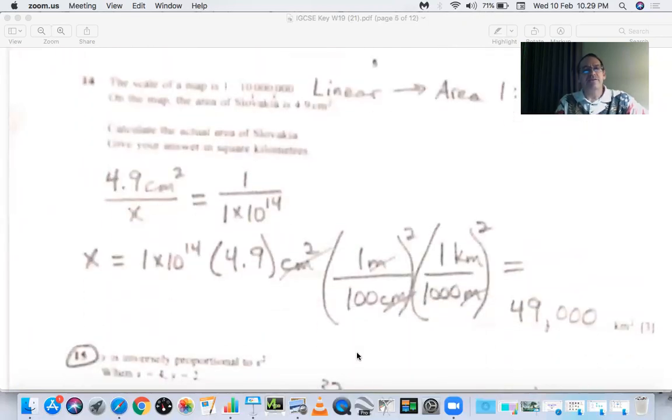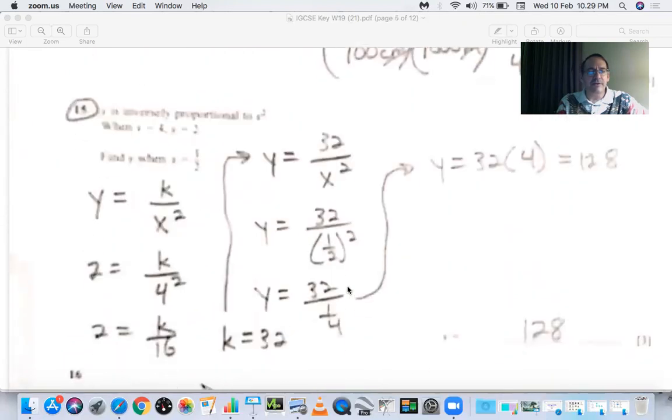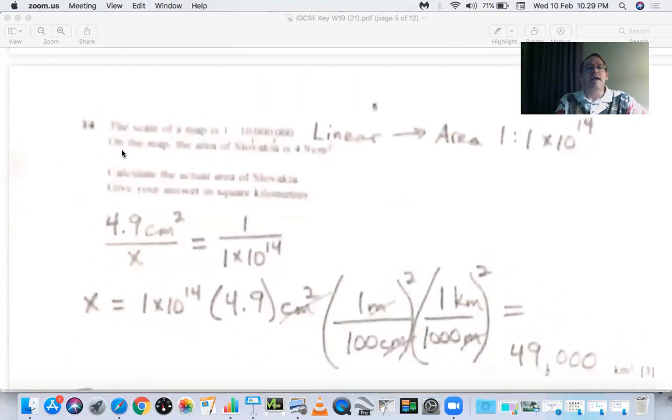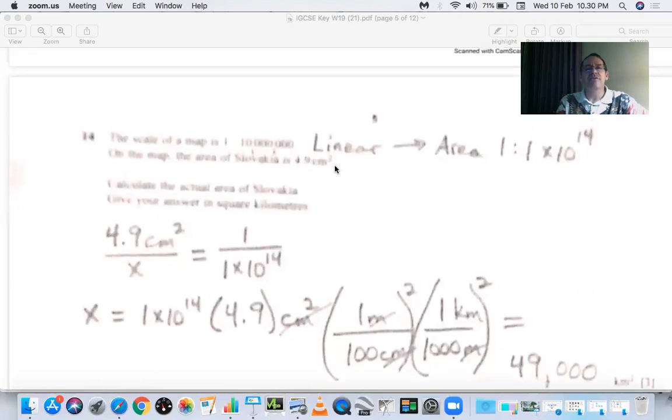And this page is quite blurry, so sorry for the quality of the scan. The scale of the map is 1 to 10 million. 10 million is 1 followed by 7 zeros. Notice it says on the map the area of Slovakia is 4.9 centimeters squared. So we're going from linear to area, so we need to do that first.